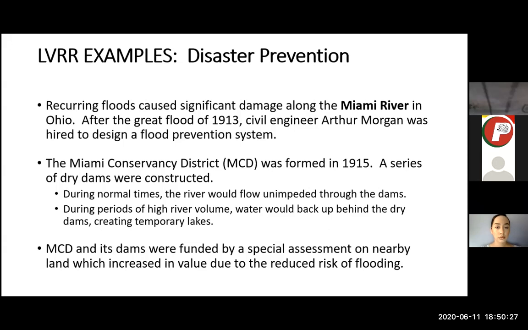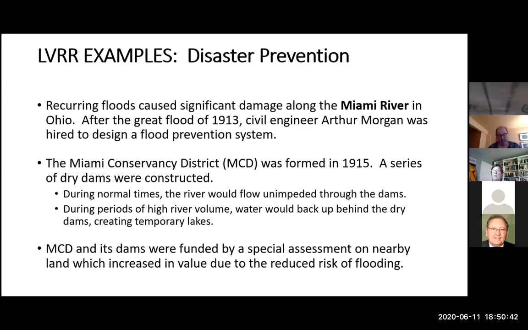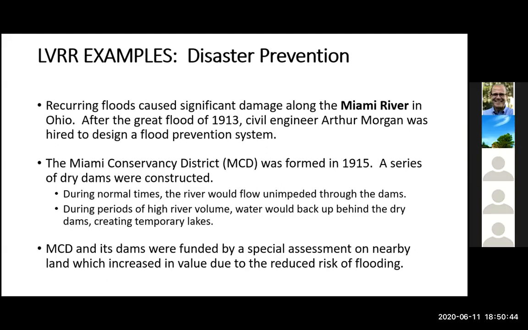Here's an example of disaster prevention. When I'm going to talk about the Miami River, the thing to remember is the Miami River is not in Florida. The Miami River is in Ohio. And during the 1700s and 1800s, there were frequent and serious floods along that river, which caused a great deal of hardship and injuries and deaths.